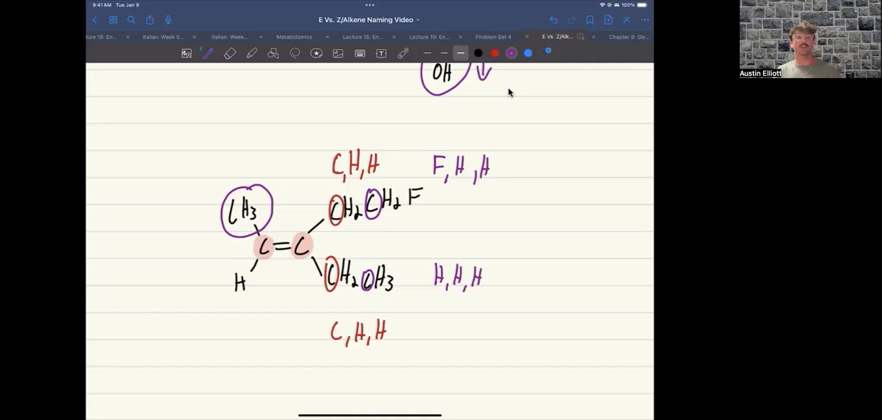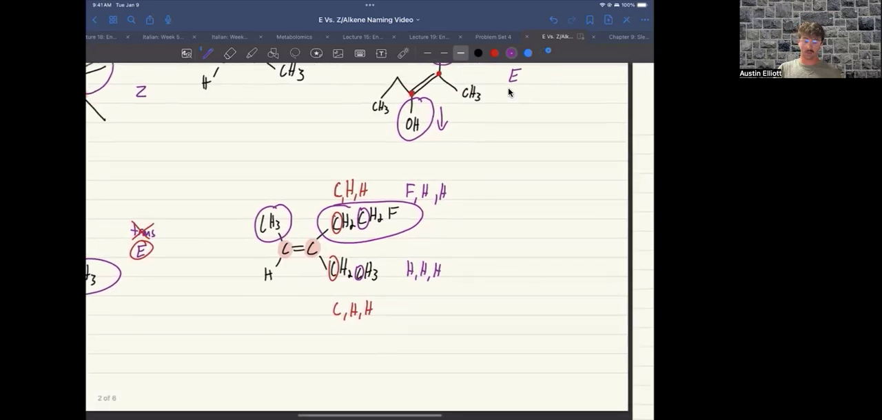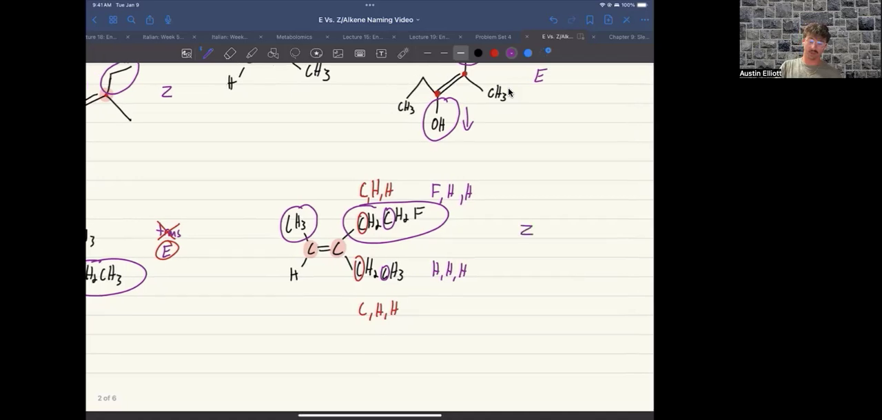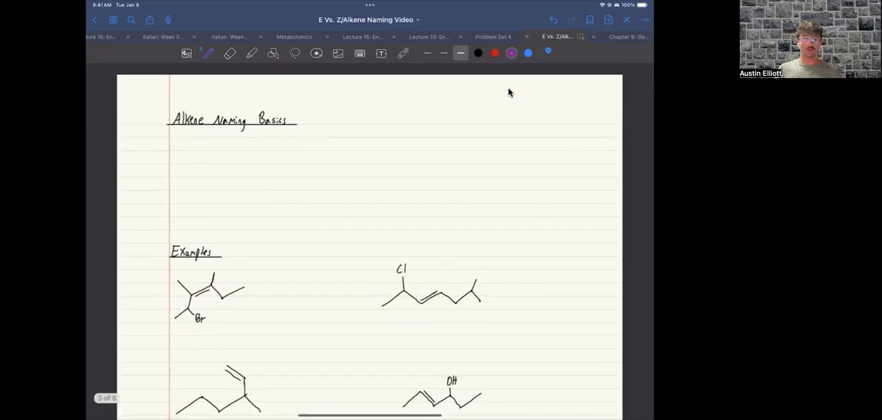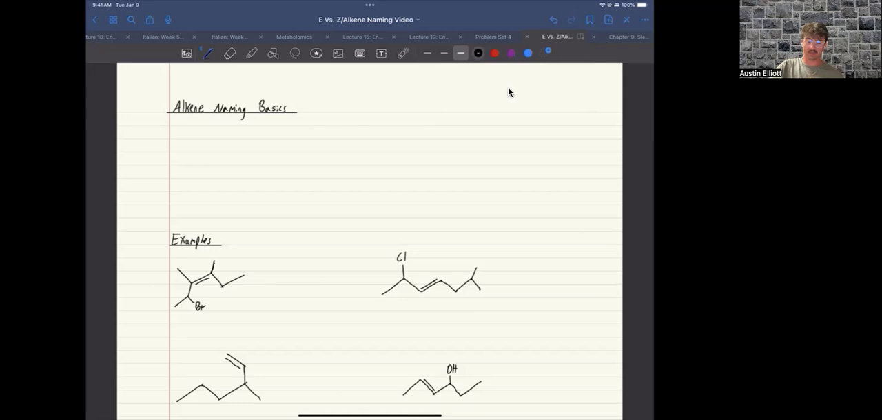And this is what I meant by sometimes you have to move on past that first set of bonds from that original carbon. You have to move on to the second one to see where the difference is. And in this case, this fluorine group up here is going to be the one that we want since it's the larger group based on its atomic number. And so in this case, this one's going to be Z once again since it is on the same side. All right. Now we can move on to some naming basics.